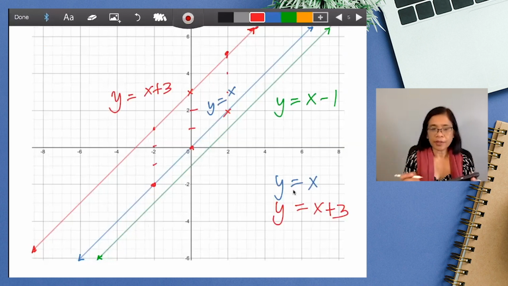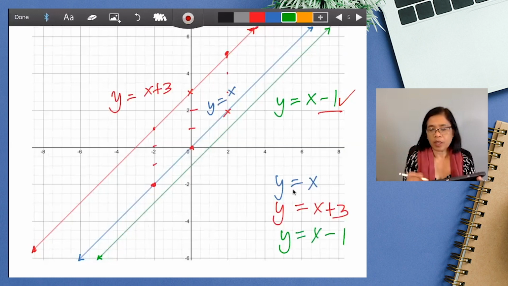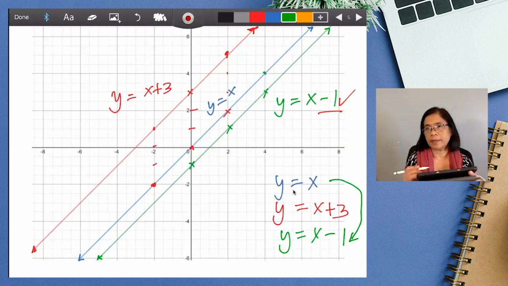In the same manner, when you have y equals x minus 1, any point on the parent function y equals x will be moved 1 unit down. That is your y equals x minus 1. See the transformation from y equals x to y equals x minus 1. That means move each point on the blue line 1 unit downwards. So 1 unit down, 1 unit down. This blue line moves 1 unit down on the green line.